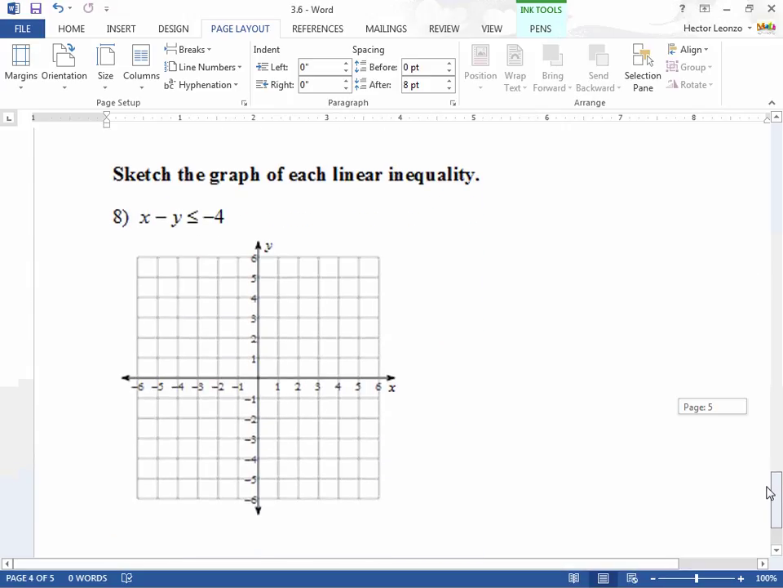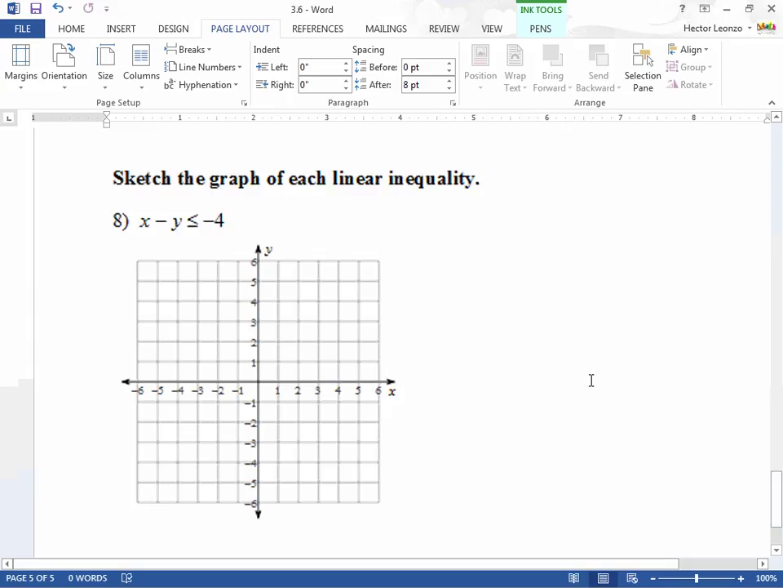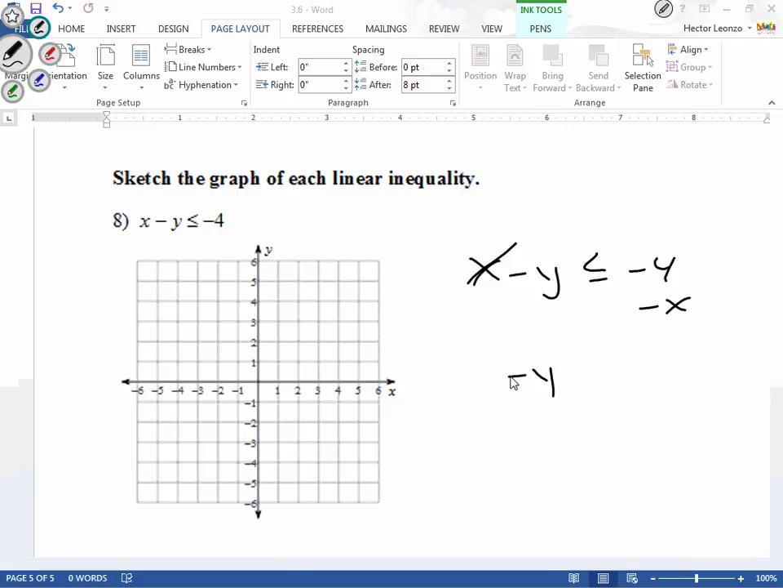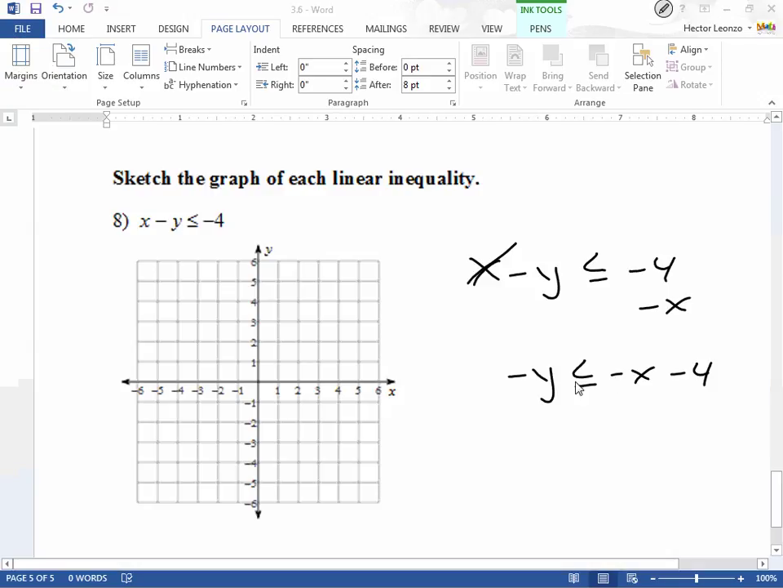Looking at here, sketch the graph of each inequality. Notice how this is not given to us in slope-intercept form. I have right now x minus y is less than or equal to negative 4. It's nice when the y is by itself, so that's exactly what I'm going to do. I'm going to move the x over as a minus x. So I have that negative y is less than or equal to negative x minus 4.